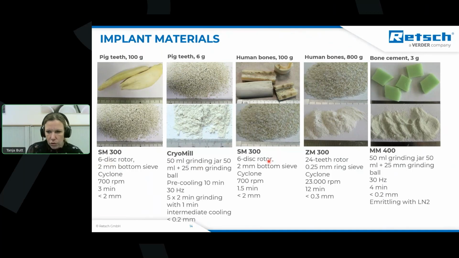Here again, 6-disc rotor, and here again, embrittlement for this more sticky sample material. Here we have also used the cryomill for the fine grinding step. This is a pre-grinding step in the ZM300, then the cryomill, same material in the cryomill. And here we use really embrittlement at almost -200 degrees in order to keep it pretty cold and brittle during all the grinding time.